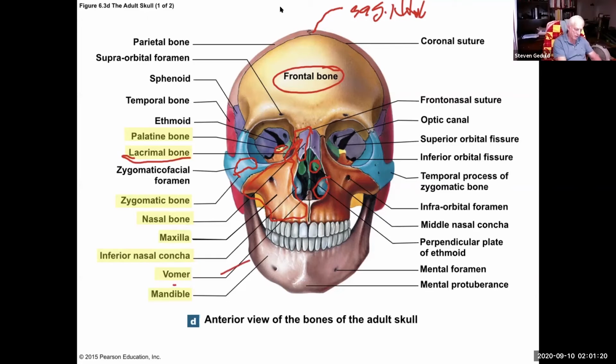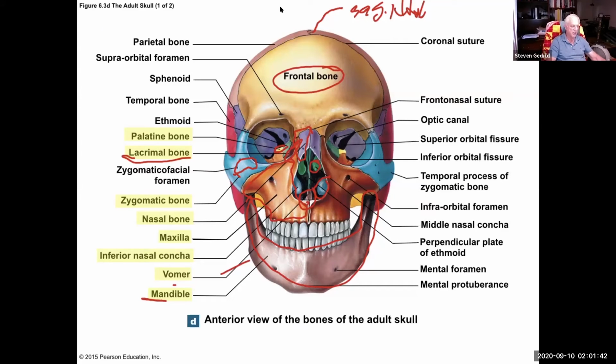Your vomer bone is the single bone. It sits right in the center here. And then the mandible is this entire bone right here. That is a free moving bone. That's not attached. It articulates, but it has no bony attachment to any other bone in the skull. Okay, it's a free moving bone.